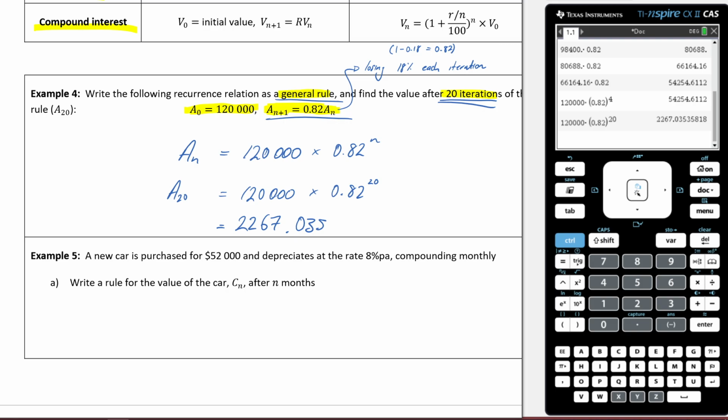I'll stop there. That's how you do it, people. That is why you raise things to the power of n when you've got a geometric sequence. So as soon as you see, oh, I've got a geometric sequence, that's when you've got to realize that you've got to do this. All right, hopefully that made sense.